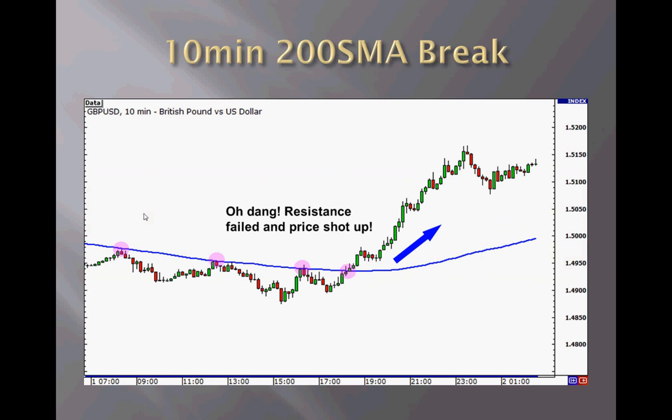Look what happens next. The pair closed above resistance and then rose another 200 pips. Too bad. You lost this one, but what the hell. Let's hop on the 1-hour chart to see what happened.